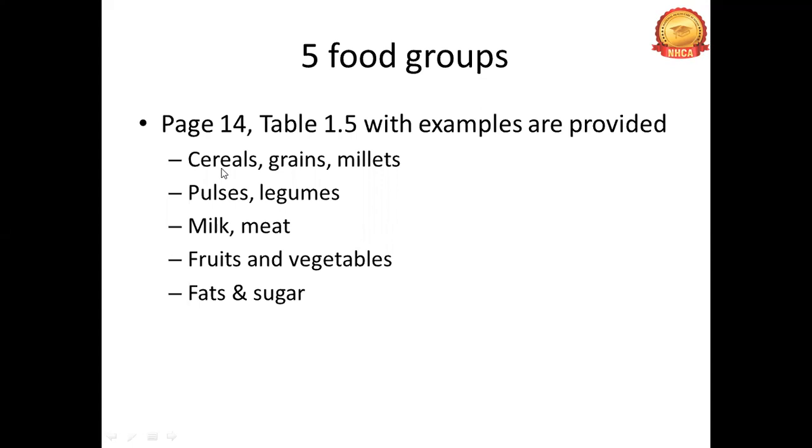The third group is your milk and meat, all your dairy products as well as the meat products. Eggs will also come here. Then fruits and vegetables, go for seasonal fruits and vegetables. And then fats and sugar. Whatever visible fats you're using, be it butter, ghee, refined coconut oil, refined sunflower oil, cooking oils, groundnut, mustard, coconut, olive oil. And in case of sugar, honey, white sugar, jaggery, stevia, whatever you're using, that comes under the fats and sugar.